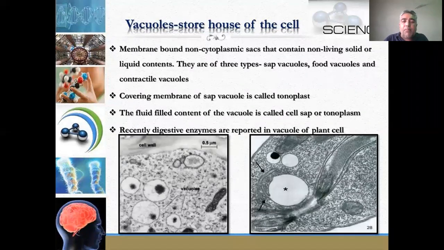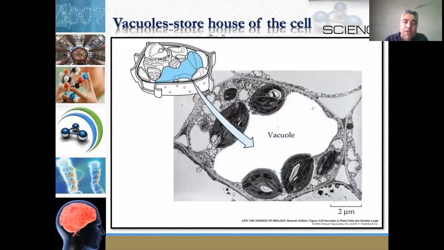Covering membrane of sap vacuole is tonoplast. The fluid filled content of the vacuole is called cell sap. Recently, digestive enzymes are reported in vacuole of plant cell. Vacuole, the storehouse, stores water, and contractile vacuole in amoeba, a unicellular organism, acts in osmoregulation, helping in maintaining ionic and cationic balance of the body.